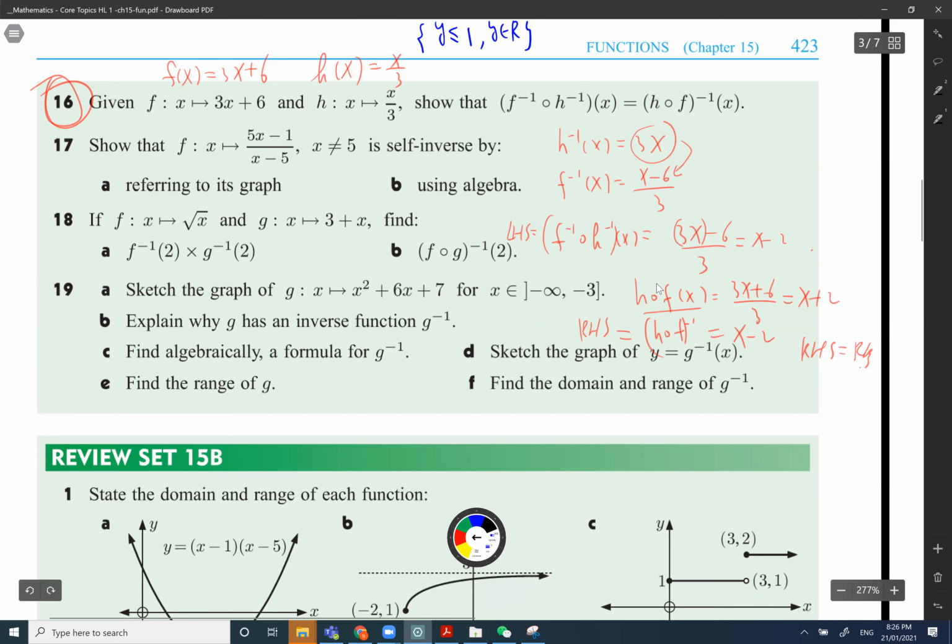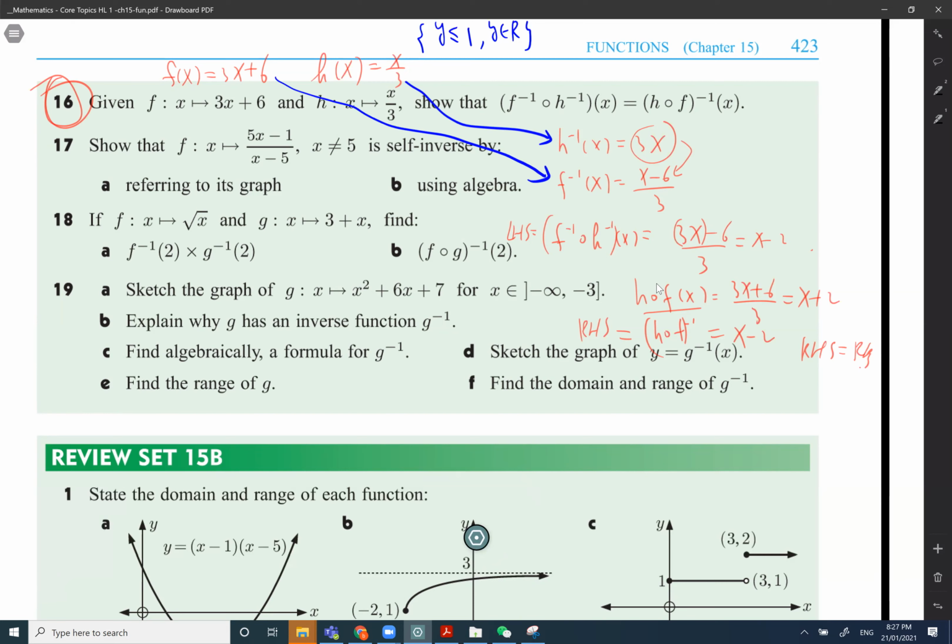If you are not sure how I got from here to here, message me after class. I will send you some videos about how we find the inverse function.